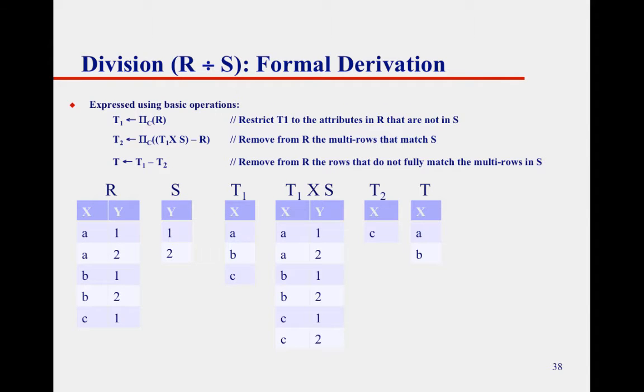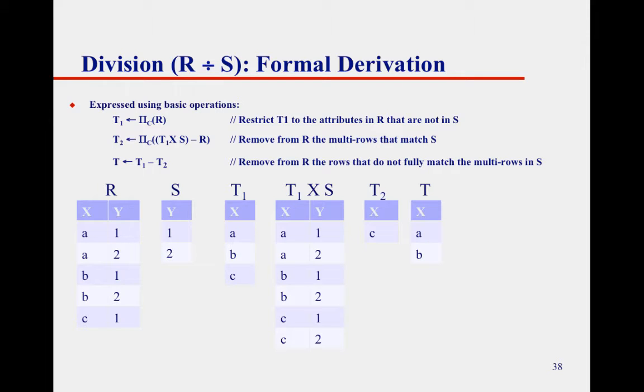Okay. Now, here's the formal derivation of set division. It's a courtesy operation. It does not have to exist, it can be expressed in terms of projection, Cartesian product, and set difference. So it's a courtesy operation. You start by projecting out the attributes that are solely in R, and you assign that to T1.